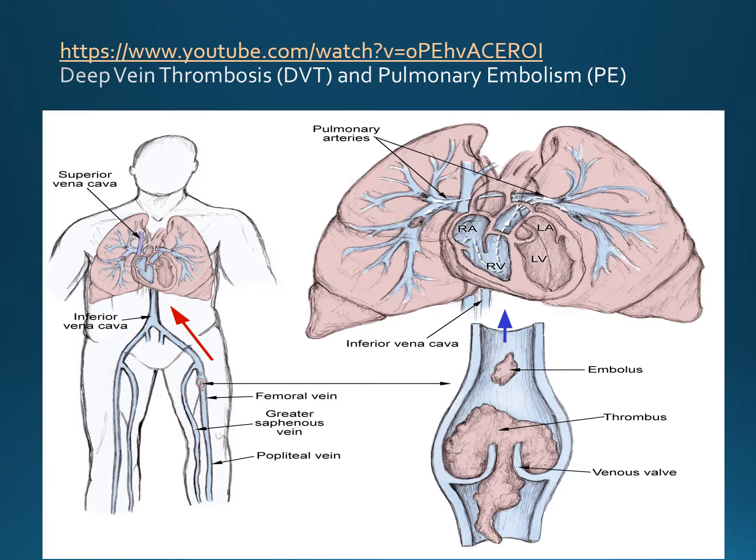The embolus can lodge in a large branch of the pulmonary vasculature, which could cause sudden death, or in a smaller branch and be nearly symptomless. This video shows the process, so take time to watch it.